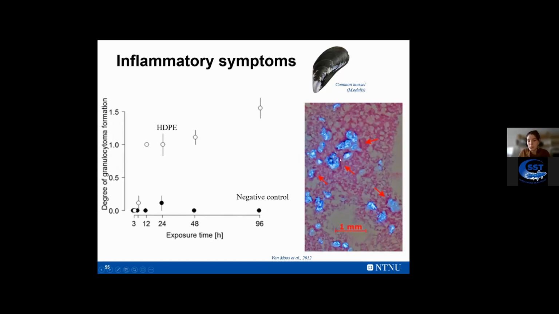So this is the granulocytoma, the blue thing in this picture. And basically those granulocytes are made in an inflammatory response just to kind of destroy the problem that the cell detects. So in this case, the microplastic. So here the cell is trying to destroy the plastic. So they will just create this kind of envelope around the microplastic to excrete them. And that's what we measure. So we measure the amount of those envelopes in the cells to see if there is an inflammatory response to the presence of microplastic.